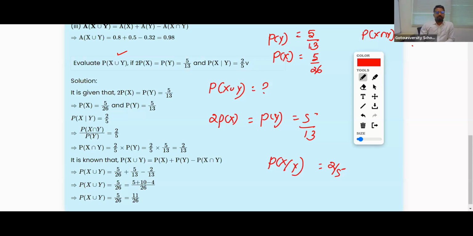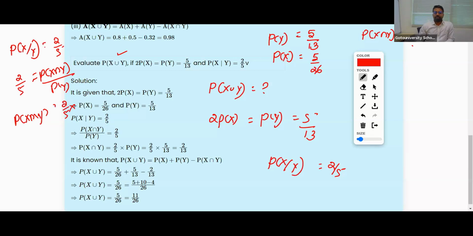I will write here P of X bar Y. What is the information they are given? This is equal to 2 by 5. So 2 by 5 is equal to P of X intersection Y divided by P of Y. So P of X intersection Y is equal to 2 by 5 into P of Y. What is P of Y? We have 5 by 13. Very good. So that means the 5 cancels and it is going to be 2 by 13. That is P of X intersection Y.